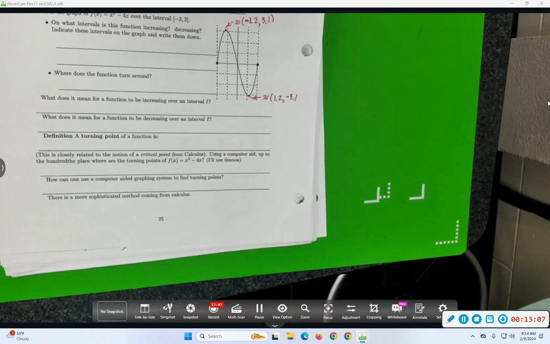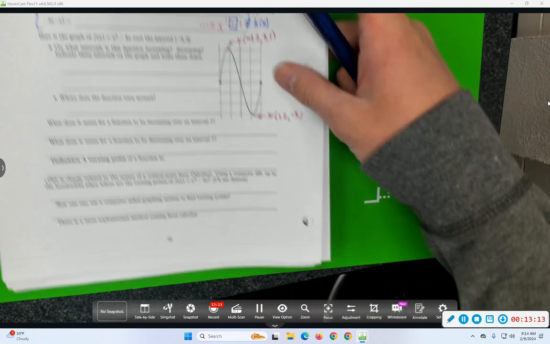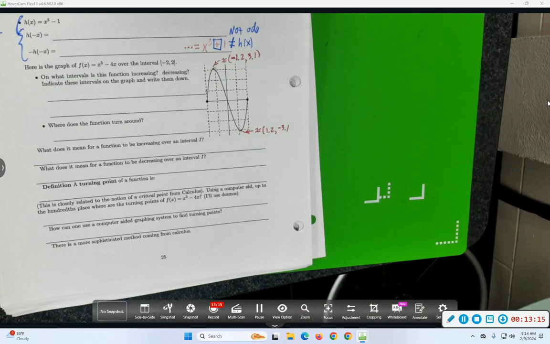Here's a function. It happens to be x cubed minus 4x. And maybe before we do things about the actual topic, intervals of monotonicity. Even, odd, neither, or both. Even? Odd? Neither? Both. I feel like more than the 4 hands that came up should have gone up.